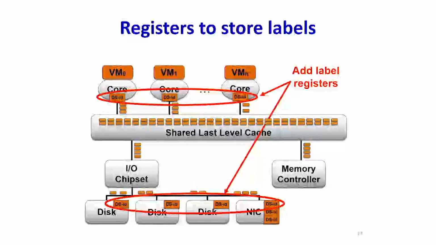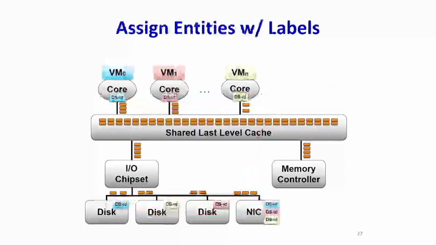Some details: for example, we add some registers to store labels in each CPU core, and in some devices or IO chipsets. And then we assign a label to an entity, in this case a virtual machine. When a virtual machine is launched, it has a label, and the label value will be stored in that register. All memory requests from that virtual machine will be assigned a label, and the label will be propagated on the whole data path like this.